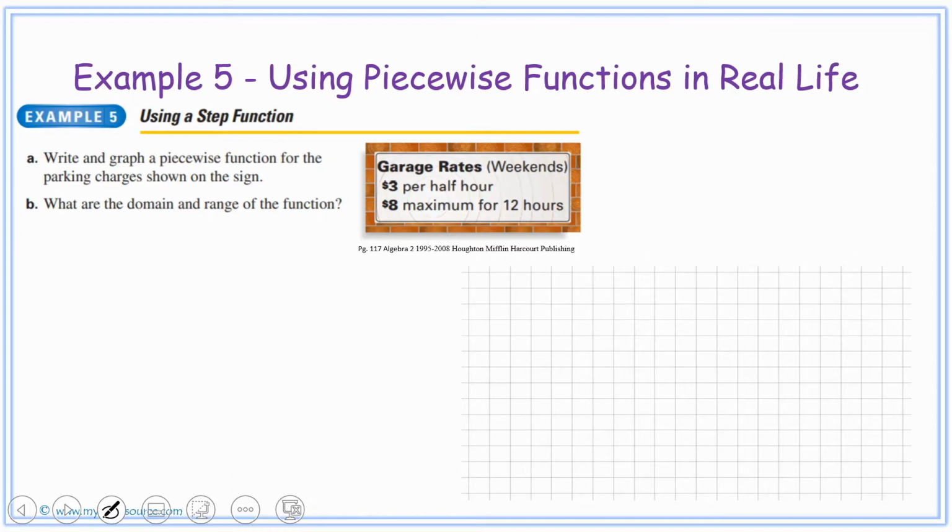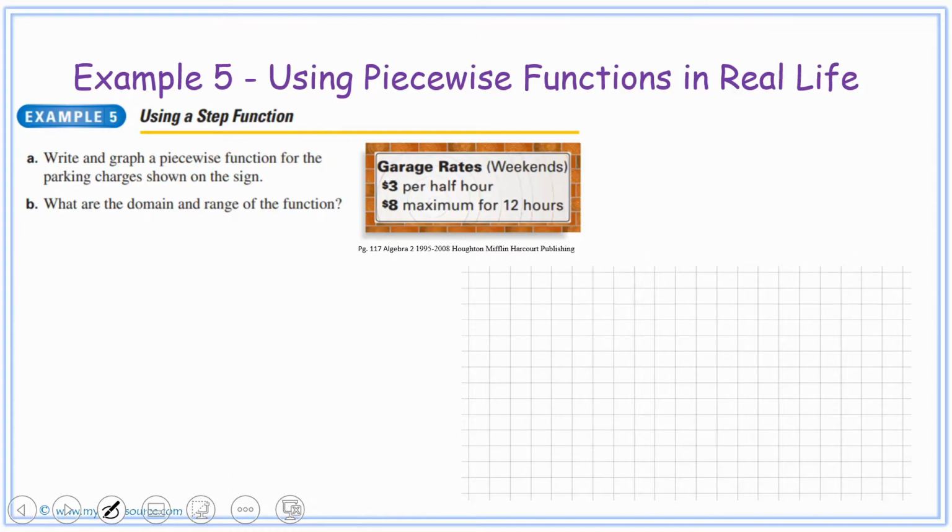All right, so example 5 is referring to a piecewise function in real life. For this one, we're going to write and graph a piecewise function for the parking charges shown on the sign. This is a good one from your example, and it's telling you that it's a step function. Sometimes you have to just figure that out from the question.